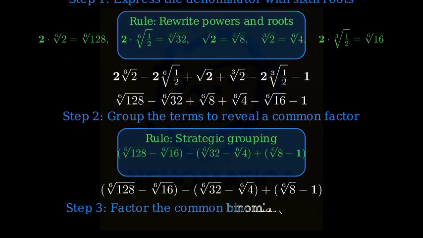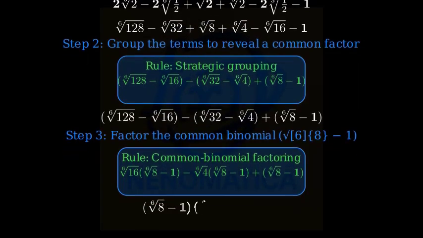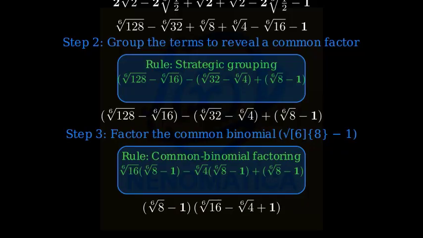Step 3. Factor out the common binomial 6th root of 8 minus 1. We first factor numbers inside each pair, then extract the binomial. The denominator becomes a product of 2 simpler factors.